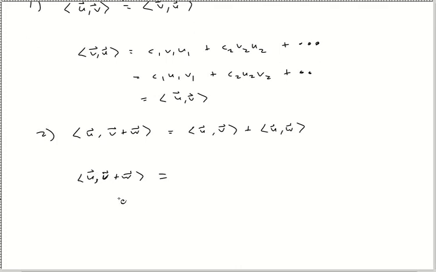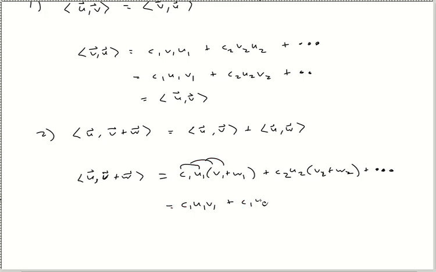So my U and then my V's here. If I'm going to expand this, I've got C1, U1, and then I have my V1 plus W1. C2, U2, V2 plus W2, plus all the way out. I'm going to distribute these into both of them. So C1, U1, V1, C1, U1, W1, C2, U2, V2, C2, U2, W2.